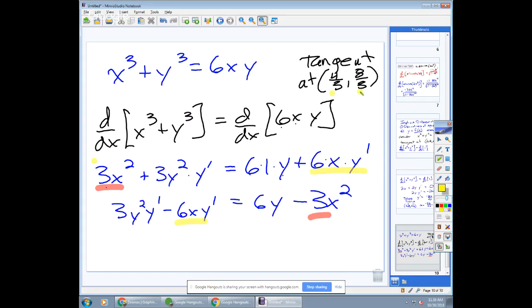So on the left side, I'm going to factor out the y prime, which is going to leave behind, oops, I'm getting ahead of myself. Can we factor out a 3y prime? Sure, we can, but you want y prime by itself, so you could go either way. I'm just going to factor out y prime, and then I'll deal with the 3 later. So if I factor out y prime, I get 3y squared minus 6x, which is kind of like the opposite of what's on the other side, which is kind of cute. 6y minus 3x squared. So then we're just going to divide both sides by that parentheses, and that'll give us the derivative.